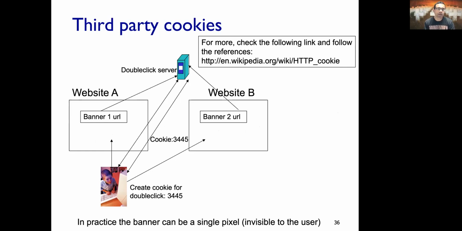Now you might think ads are harmless, but this is really a problem on the internet these days, right? In fact, a lot of browsers are now disabling third-party cookies. Which means if you go into your browser, you'll see a setting where you can disable third-party cookies. That will ensure that this cookie 3445 never gets created on my browser, right? So this sort of tracking will not be permitted by most browsers, right?